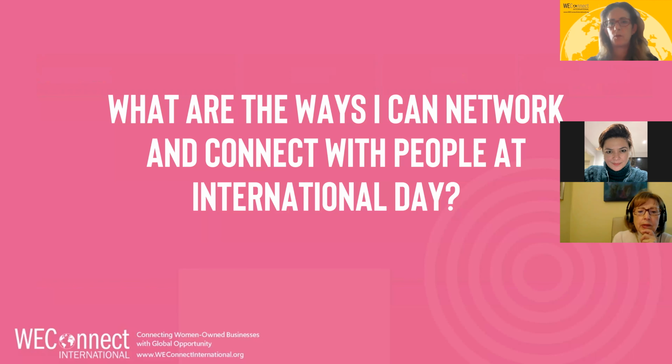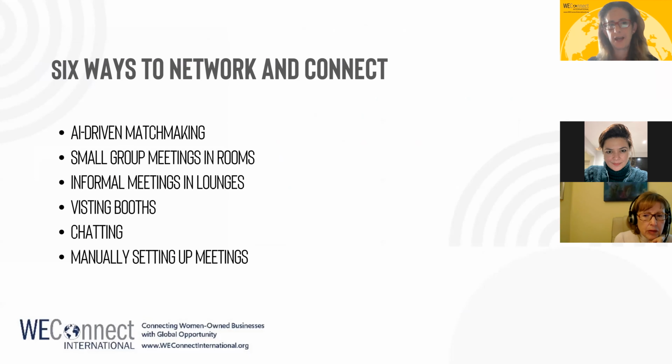So let's jump in. What are ways I can network and connect with people at International Day? There are basically six ways. There's the artificial intelligence or AI-driven matchmaking. There's small group meetings in rooms. There's informal meetings in lounges. You can visit booths. You can chat with each other, and that's text chat, but you can also invite people to have a video meeting, and you can manually set up meetings in advance. So you can invite people to meetings.